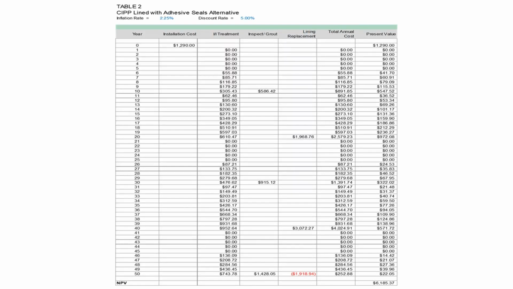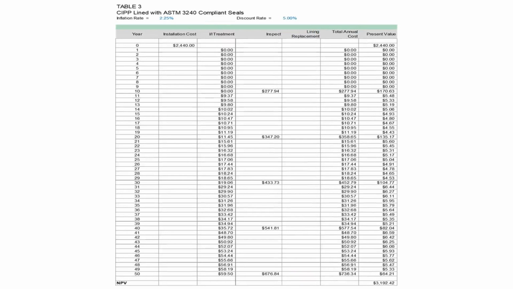But one thing that was clear was that line would need to be replaced at 20-year intervals. And with inflation, the estimates you can see were nearly $2,000 at year 20 and just over $3,000 at year 40. Net present value, the amount of money to be set aside today, would be about $6,200. $1,290 to install, $6,200 for its life.